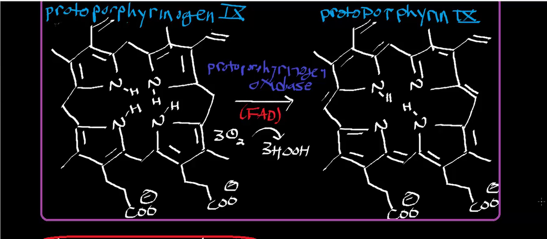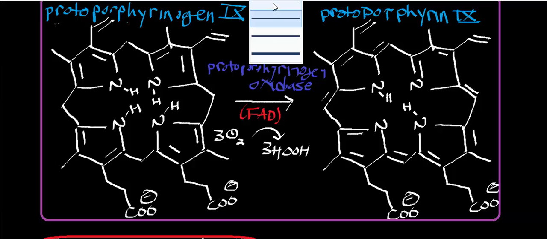Welcome back to the playlist on heme synthesis and cytochrome P450. In this video, we're going to look at the penultimate step of heme synthesis, and that's catalyzed by this enzyme, which is Protoporphyrinogen Oxidase.